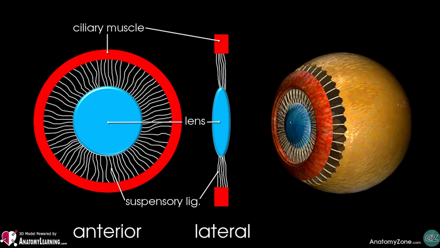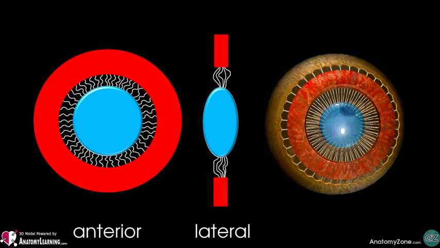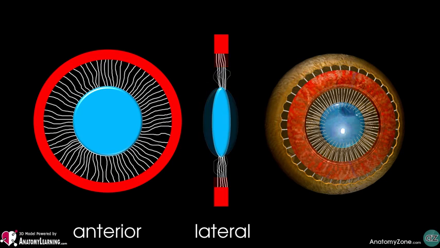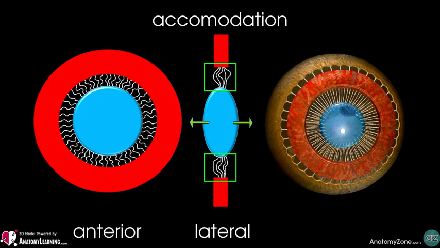As I mentioned before, when the ciliary muscle contracts, the circular ciliary body reduces in size. When this happens, the zonular fibers therefore slacken, reducing the tension applied to the outside of the lens, allowing the lens to return to a more rounded shape. This process is known as accommodation and adjusts the lens for near vision.